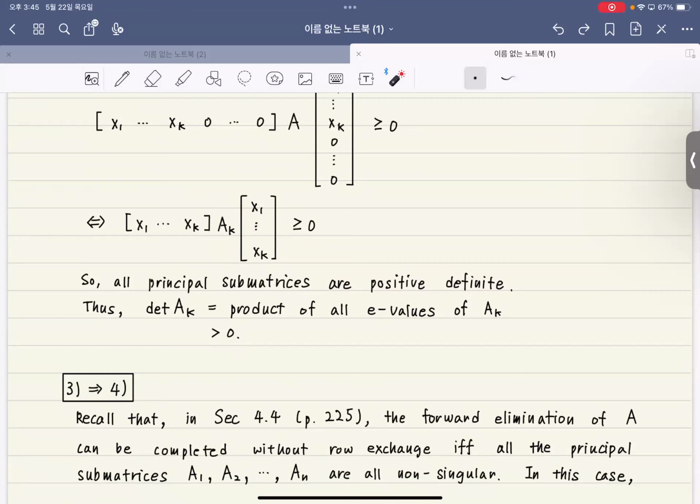And you also need to remember that the determinant of any matrix is just the multiplication of all eigenvalues, right? And since the eigenvalues of AK are all positive, therefore the determinant of AK is also positive, right? So the determinant is the product of all eigenvalues of AK, which is positive, right? Okay, good.